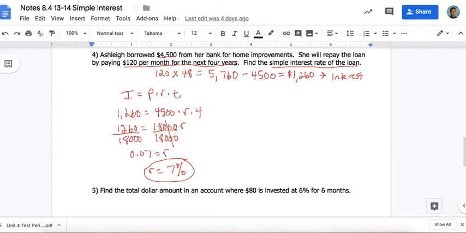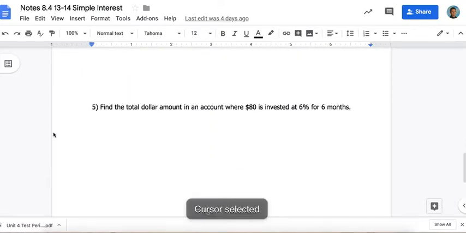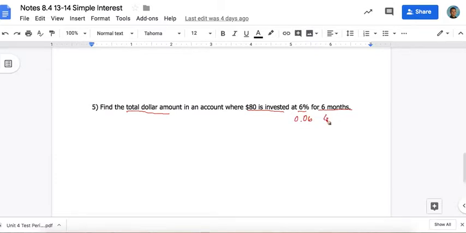Okay, let's look at number 5. Find the total dollar amount in an account where $80 is invested at 6% for 6 months. So we got to change this to a decimal. This is months, so we've got to divide the months by 12. And we got to find the total amount. So if we're doing the total, we got to find the interest and then add the interest to the amount borrowed to get the total dollar amount.